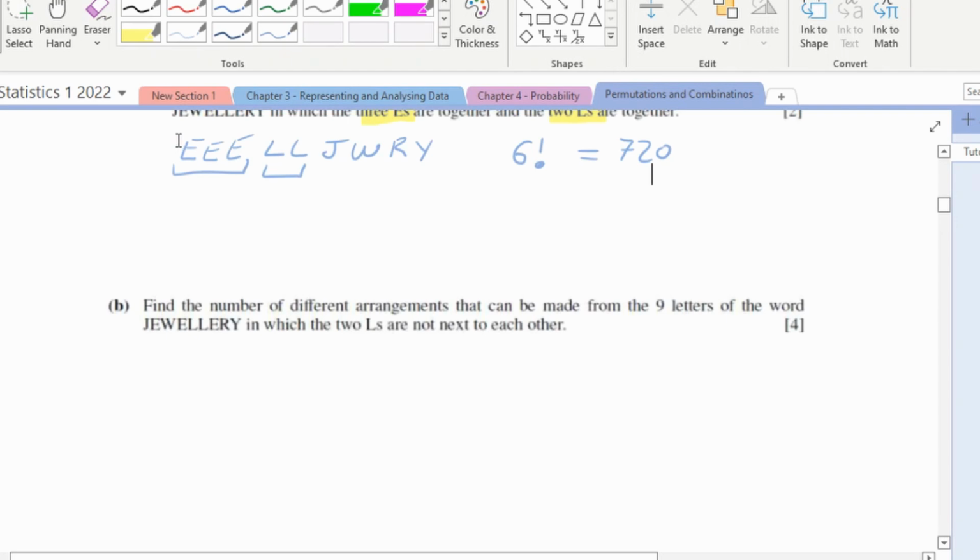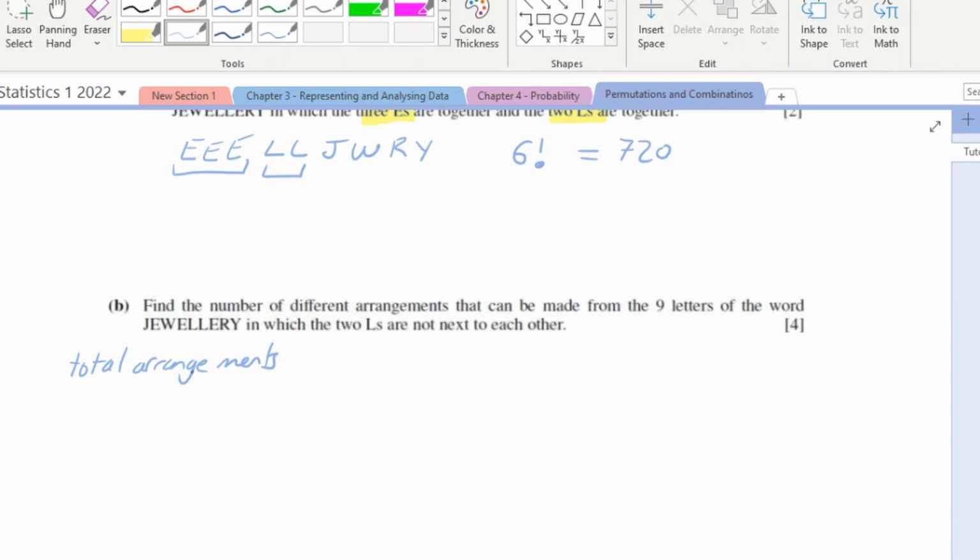Now, moving on, find the number of different arrangements that can be made from 9 letters of the word jewelry, in which the 2 L's are not next to each other. So, why don't we find the total ways? What are the total arrangements? Anyone want to hazard a guess on how we do that? Yep. Yes. Do you want to explain that, please? 9 factorial is? Yes. Yep.